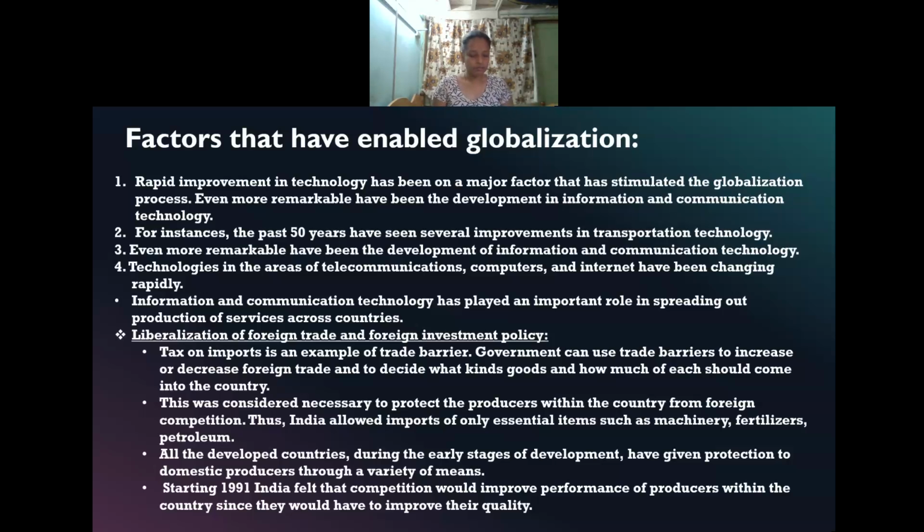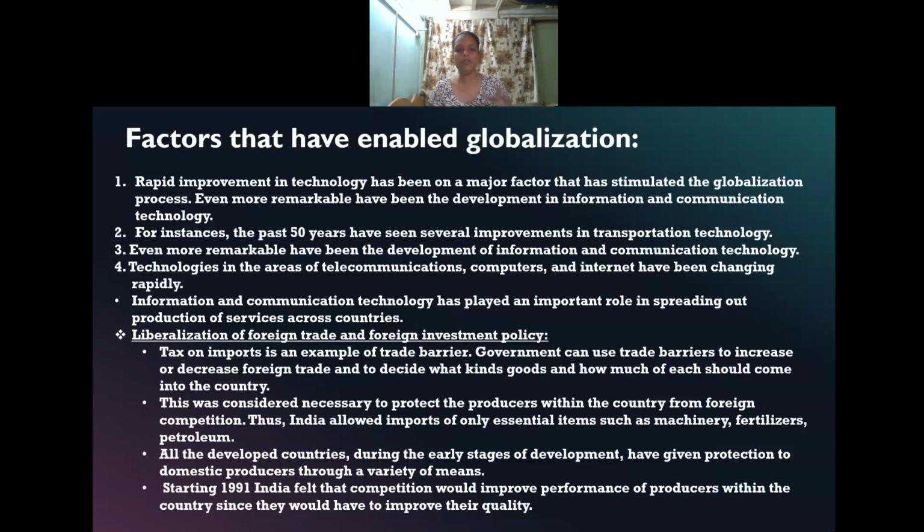Afterwards, this was considered necessary to protect the producers within the country from foreign competition. Industries were just coming up in the 1950s and 1960s, and the competition from imported goods at that stage would not allow these industries to come up. So during that particular period, some of the industries were growing, but the domestic industry did not show rapid development during that time. Thus India allowed the import only for essential items.